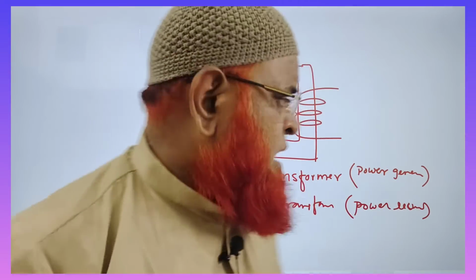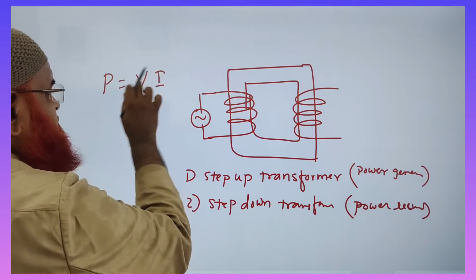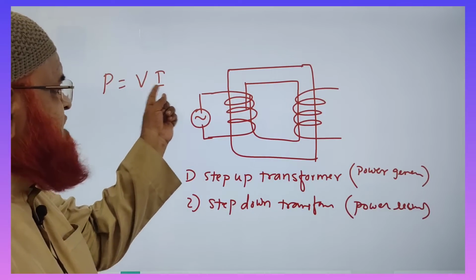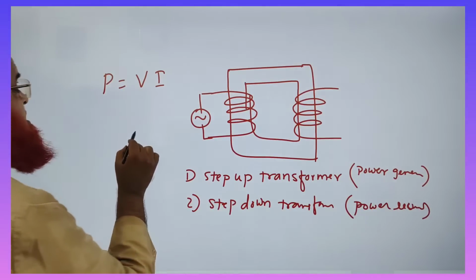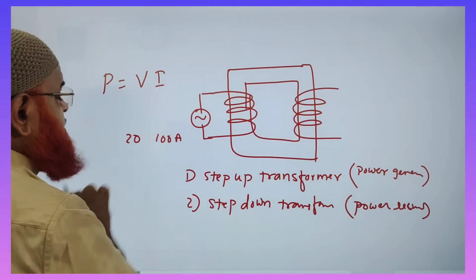Why? Because power means what? Power is a product of voltage and current. What is power actually? Power is a product of voltage and current. For example, let us imagine 20 volts and 100 amperes of current is produced.